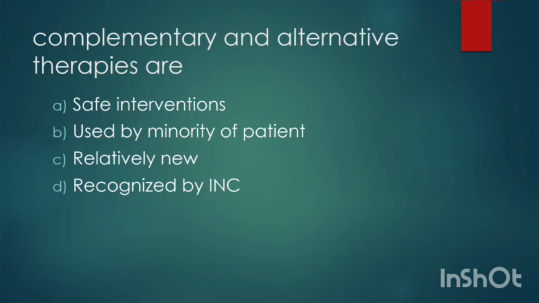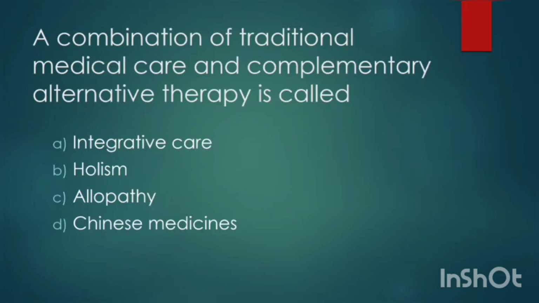Complementary and alternative therapies are used by a minority of patients. So what are the complementary and alternative medicine therapies? These are massage and acupuncture and green tea. They are used by very few patients. A combination of traditional medical care and complementary alternative therapy is called as integrative care. It is called as integrative care.